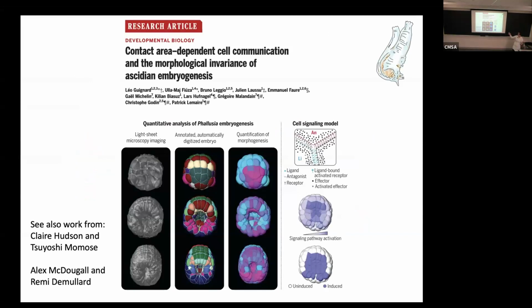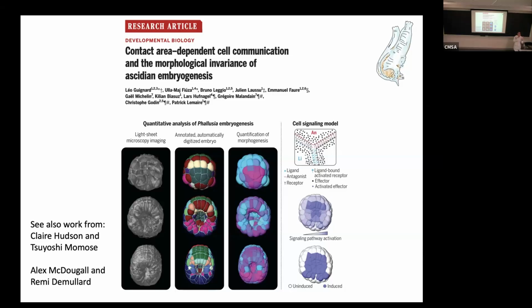This is the Ascidian embryo. This is work from Patrick Lemaire's group, but there's also work from Claire Hudson, Momosen, McDougall and Remy Demlard that have looked at this. What the Lemaire group has done in this particular paper is that they looked really carefully at the 3D cell shape and 3D organization of the early embryo cells in 10 different embryos, and they looked at the variation between these shapes.